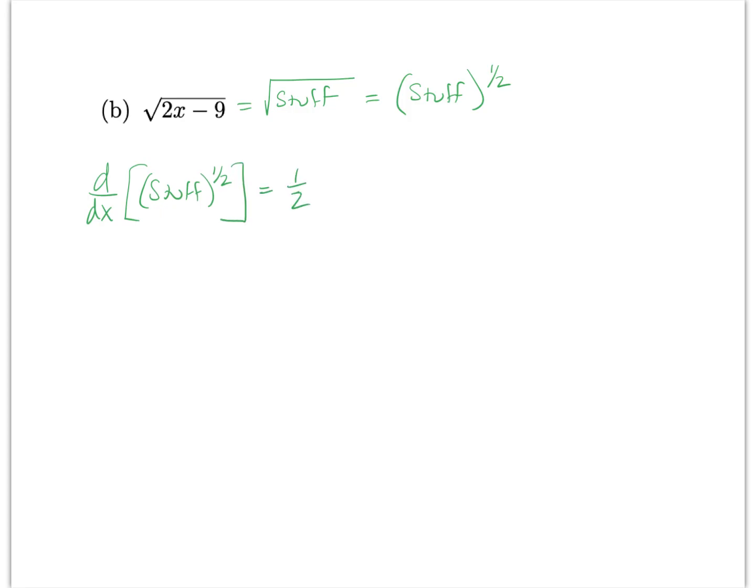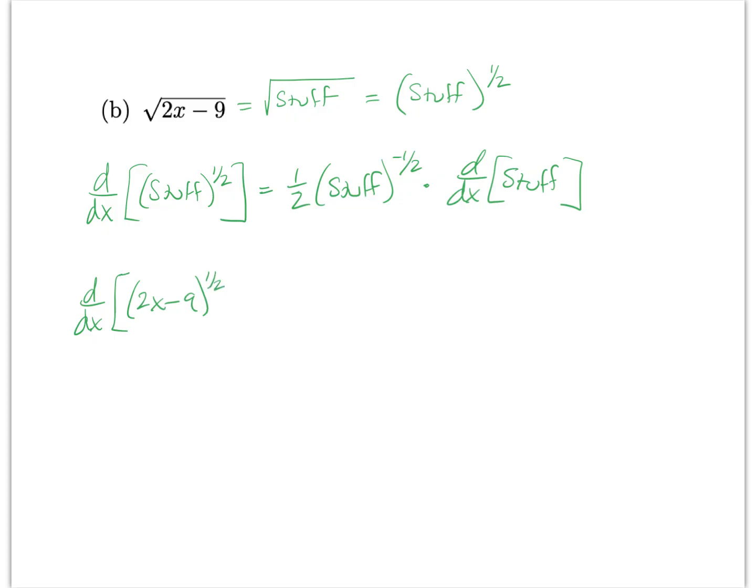So there's going to be 1/2, copy the stuff, reduce the exponent by 1, but then you also have to multiply by the derivative of the stuff. Okay, so that comes out to, actually, let's rewrite it with 2x minus 9 instead of stuff. d dx of (2x minus 9) to the 1/2 is going to be 1/2 times (2x minus 9) to the negative 1/2 times the derivative of the stuff. And the derivative of 2x minus 9 would be 2.